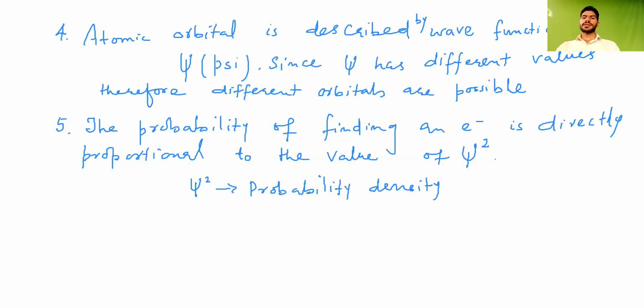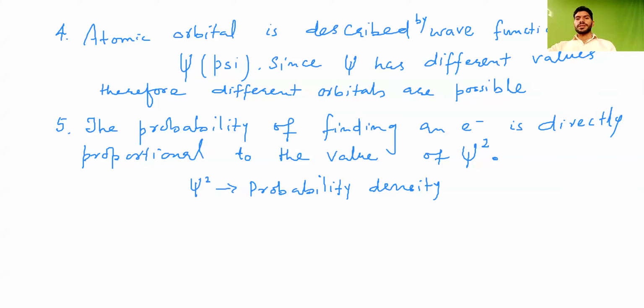So that means if psi square has more value, the probability of finding an electron will also be more. For example, as we say that if there are more clouds, then it may definitely rain, right? So there are more possibilities of rain. Similarly, if psi square value is very high, the probability of finding an electron is also more. Got it? It's very important. So the probability of finding an electron is directly proportional to the value of psi square. So these are the postulates of the wave or the quantum mechanical model of atom.